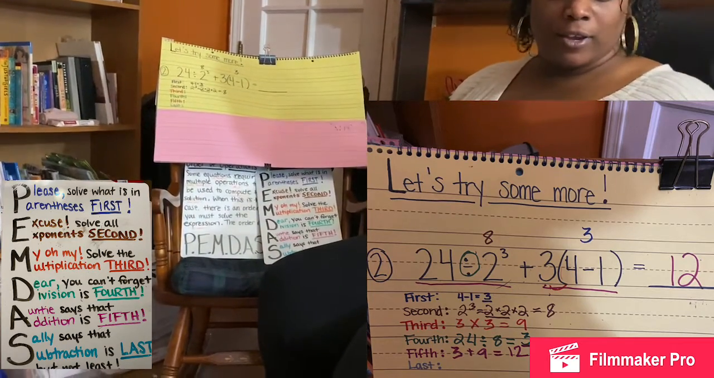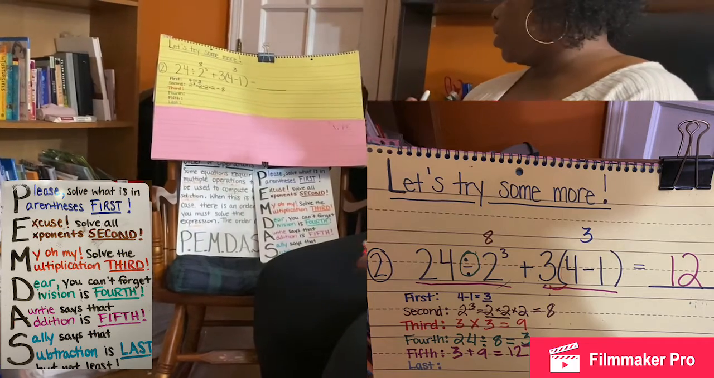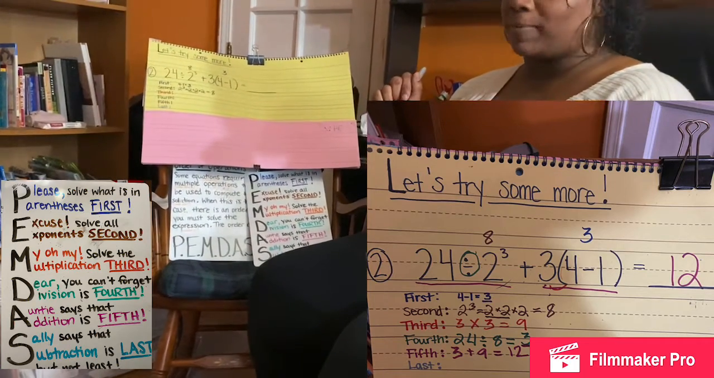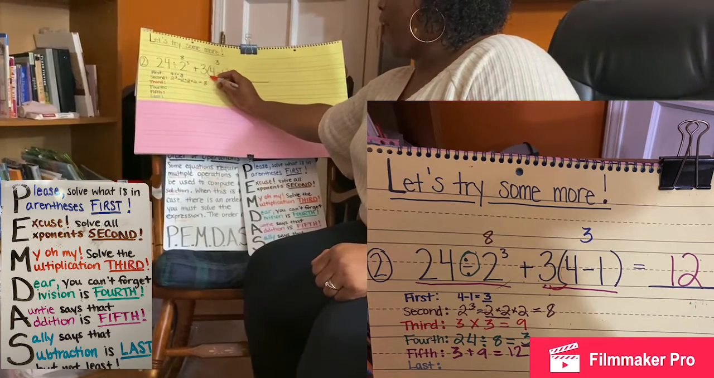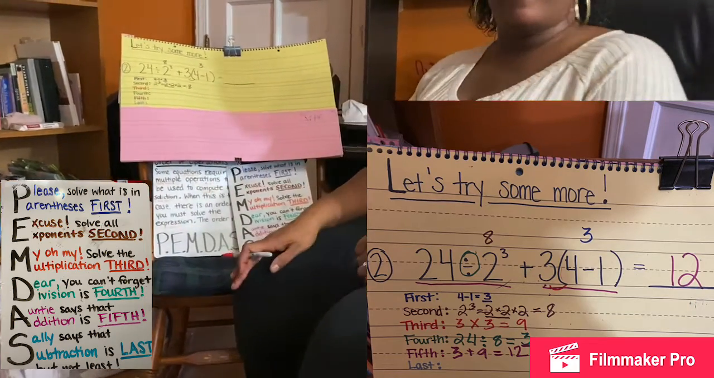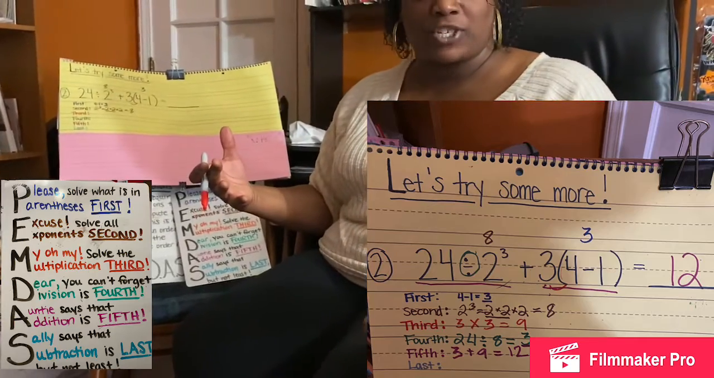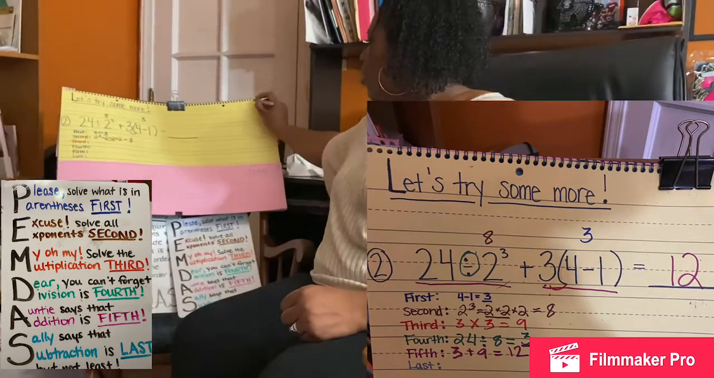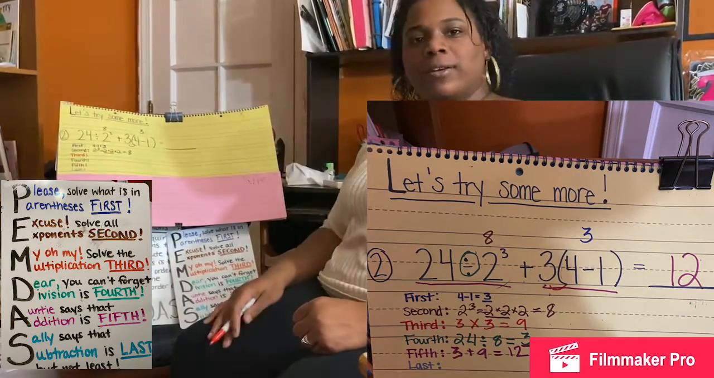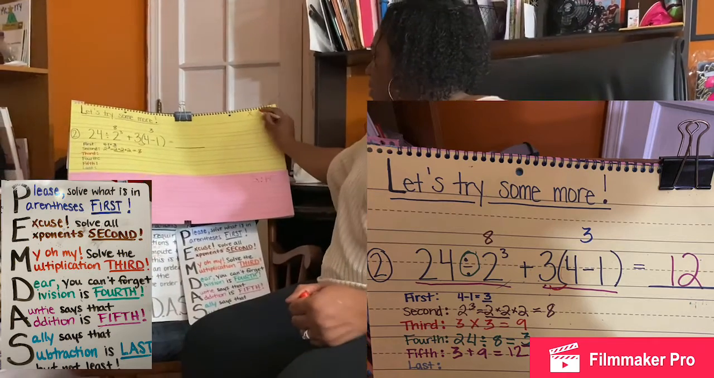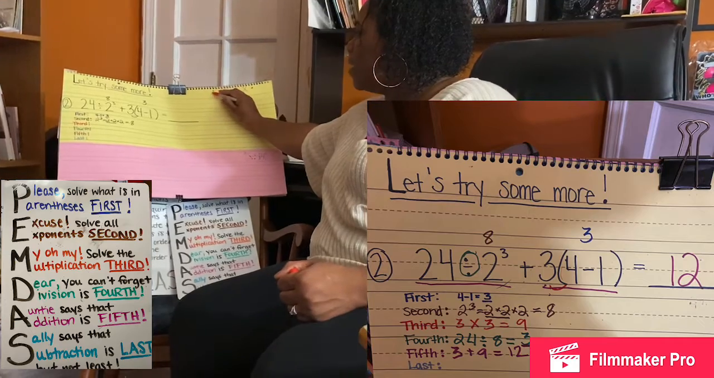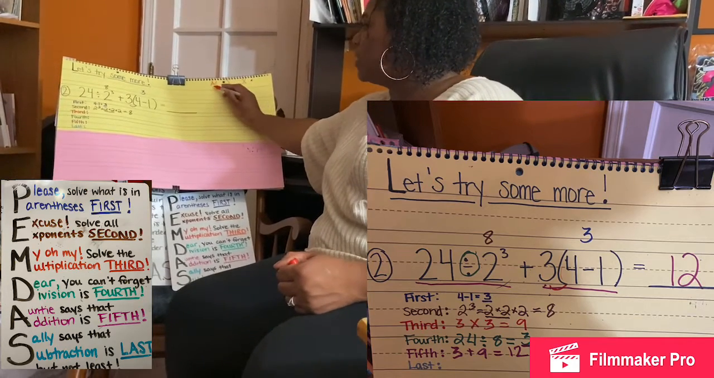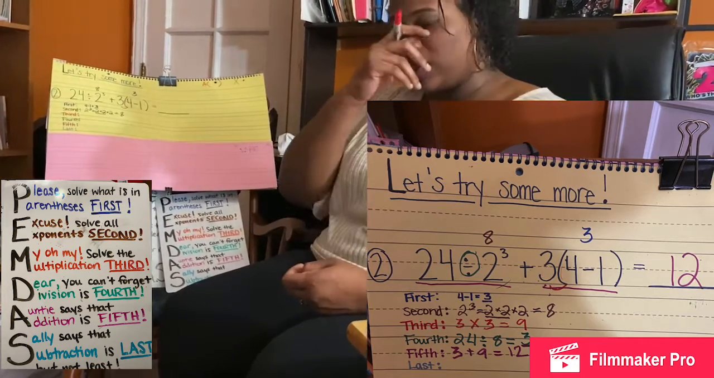All right, so third up. Third, my oh my, we must multiply. All right, so our multiplication here. As you are getting older and becoming more advanced mathematicians, they're not always going to give you your x for multiplication. Sometimes they'll give you an x. Sometimes they'll give you a dot. Or sometimes they will have a number outside of parentheses, and that means you need to multiply.